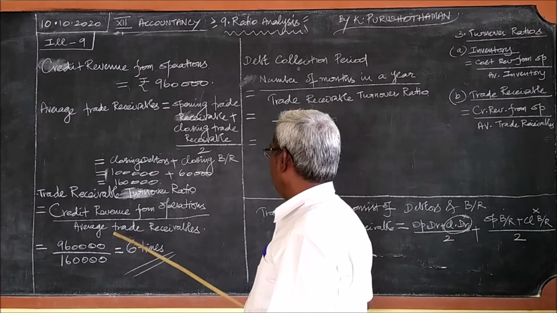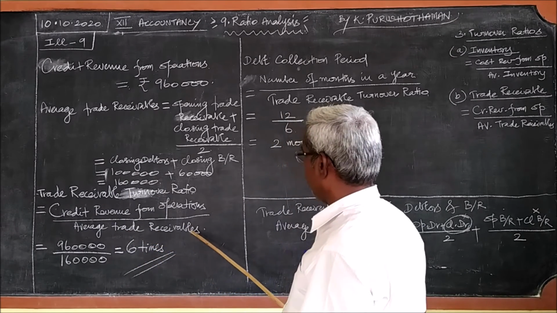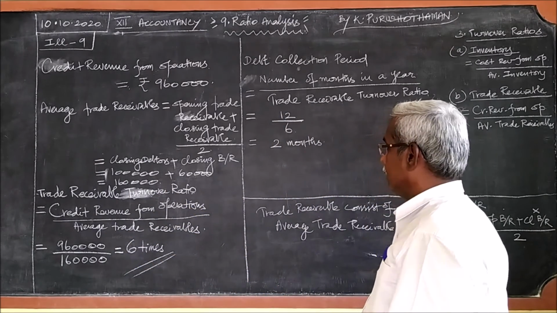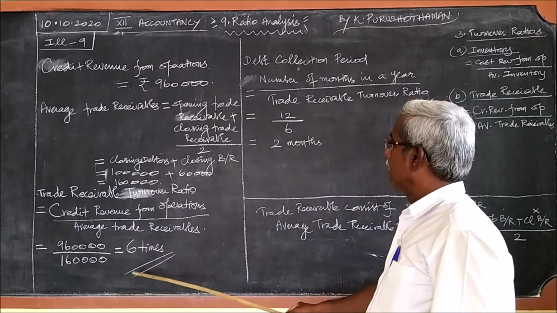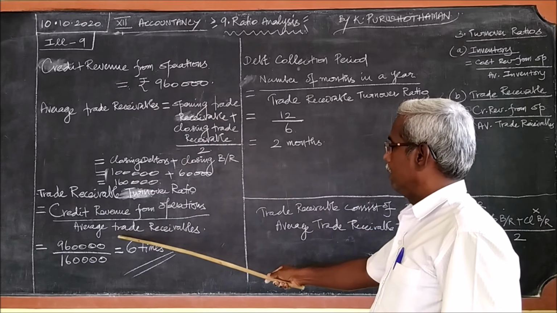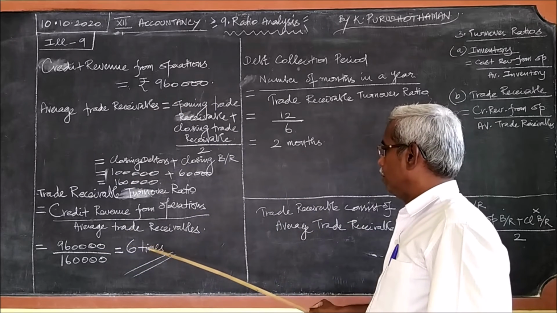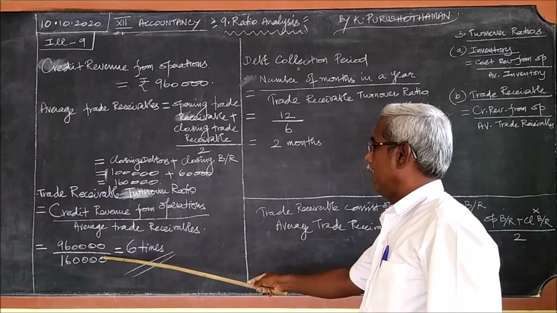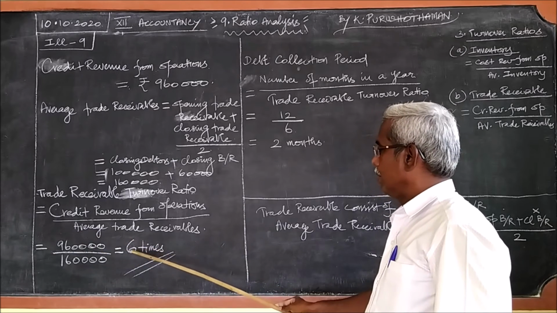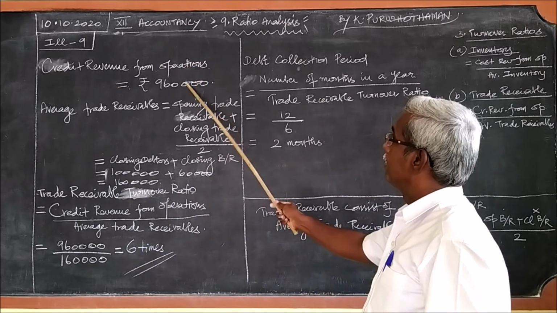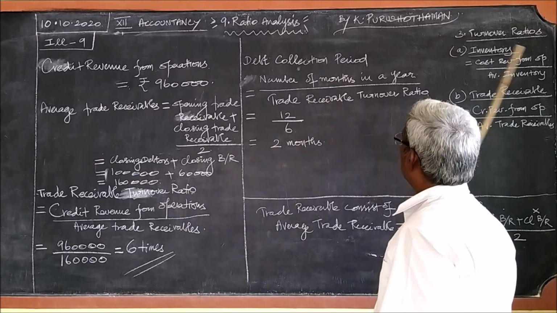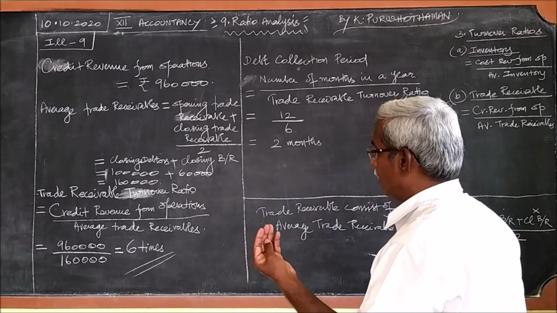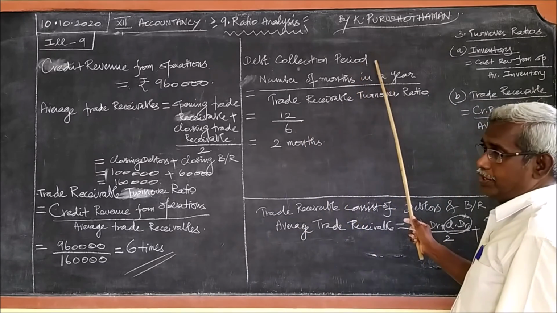Okay, then average trade receivables. We have added and written. So the numerator is 9,60,000 and the denominator is 1,50,000. So 4 zeros cancel, 96 by 16, 6 times. Therefore this is the ratio, that is the trade receivable turnover ratio. Good. The third part of the question is debt collection period.